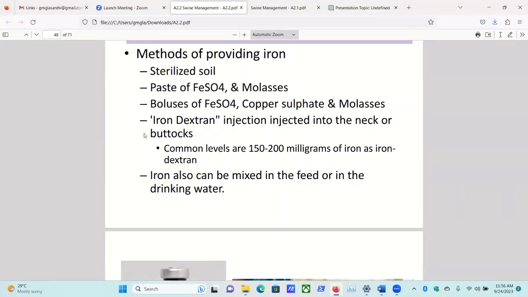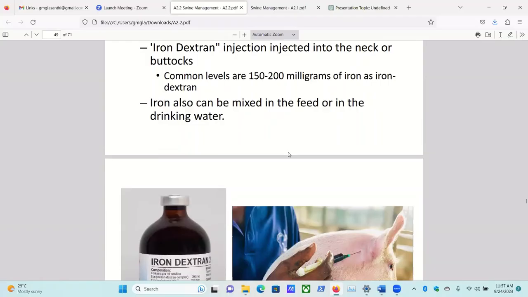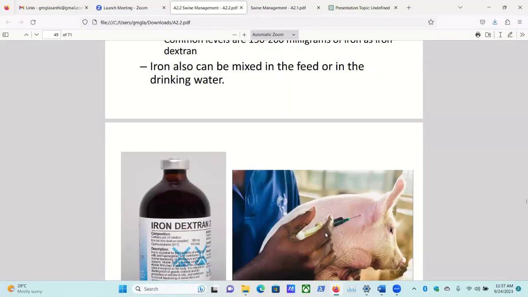And we can make some paste from ferrous sulfate and molasses and give that paste to our animals. And we can make some bowls with ferrous sulfate, copper sulfate and molasses, and we can feed them. And iron dextran injection we can give to the neck area like this. And we can mix iron with feed and drinking water and feed them.